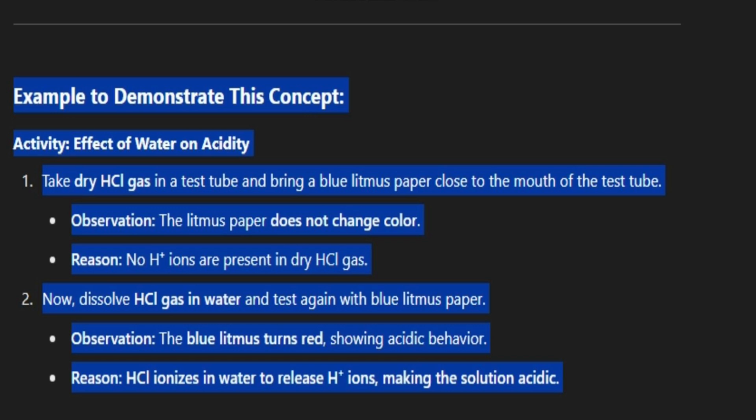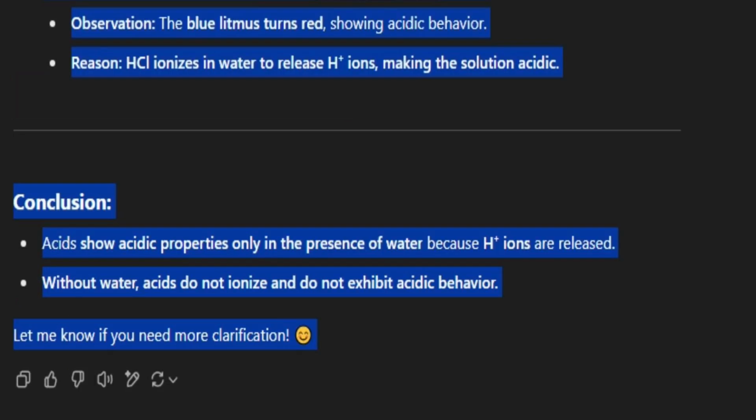2. Now, dissolve HCl gas in water and test again with blue litmus paper. Observation: the blue litmus turns red, showing acidic behavior. Reason: HCl ionizes in water to release H+ ions, making the solution acidic. Conclusion: acids show acidic properties only in the presence of water because H+ ions are released. Without water, acids do not ionize and do not exhibit acidic behavior.